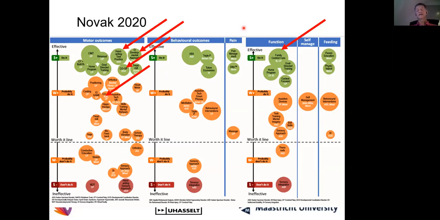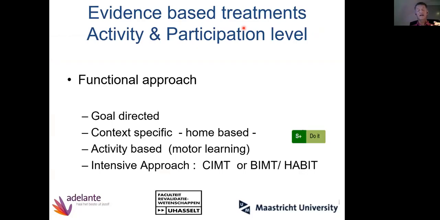Summarizing the evidence in this area, the guidelines referring to this evidence all say and advise the same. They say it should be a functional approach. And the studies showing this are goal-directed, context-specific, so home-based for infants, context-specific, activity-based. All the programs in the green areas were activity-based, and activity-based was motor learning-based. And there is a plea for intensive approaches like constraint-induced movement therapy or bimanual intensive movement therapy.